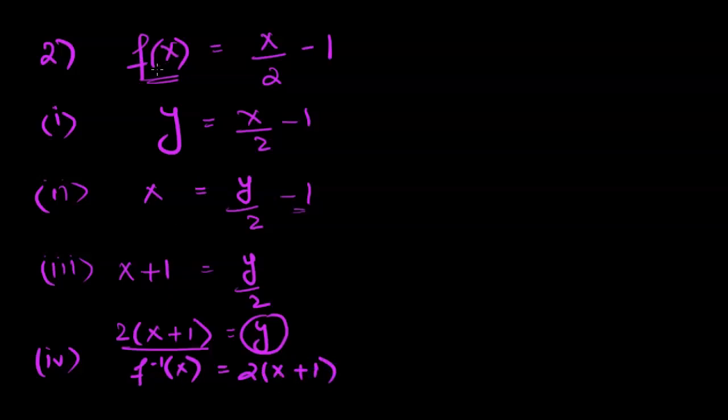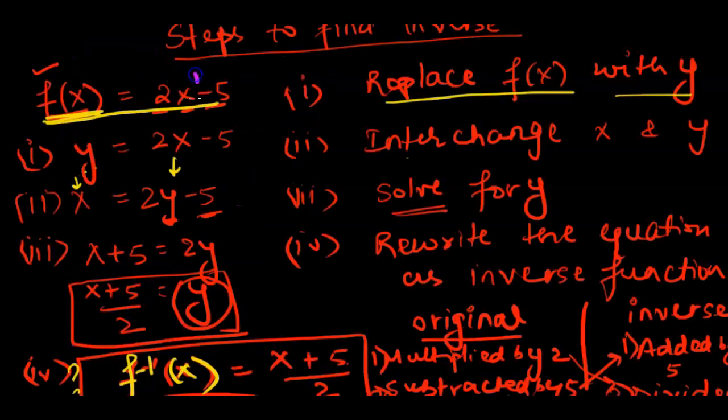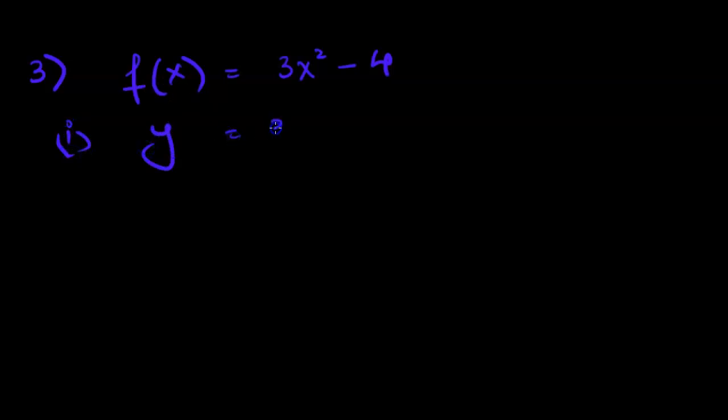You would notice that here we found out the inverse function when the power of x was 1. Even in the previous example, we took power of x as 1. Now let's do a problem where the power of x is 2. So if we have f(x) equal to 3x squared minus 4, the steps still stay the same. First step is replace f(x) with y. Second step is interchange x and y. Third step is to isolate y.